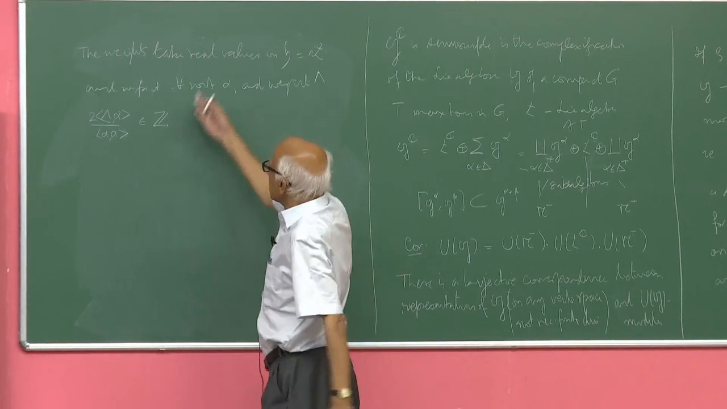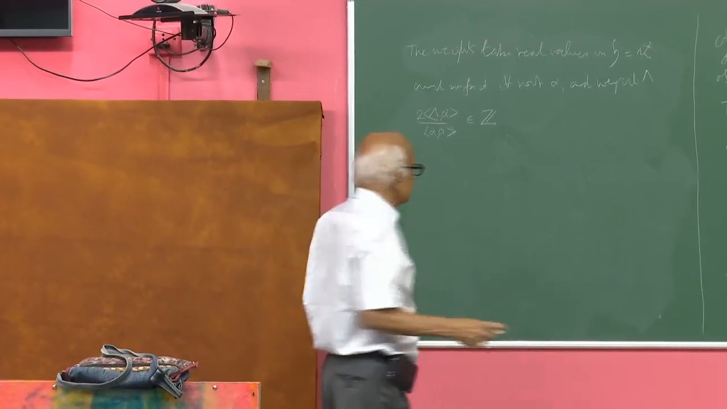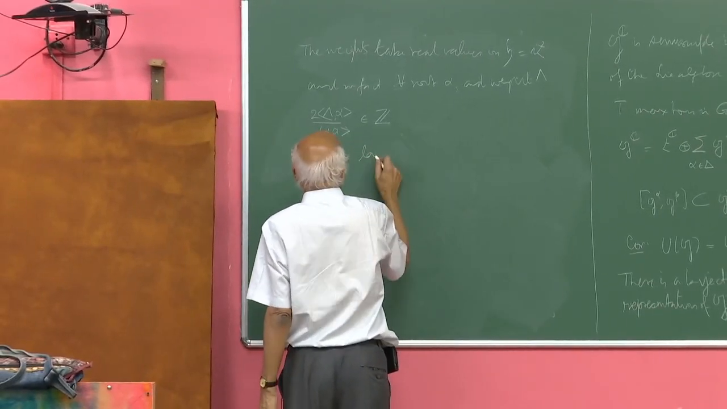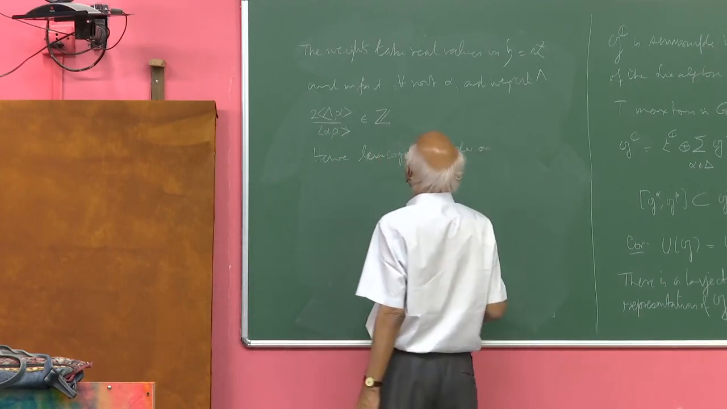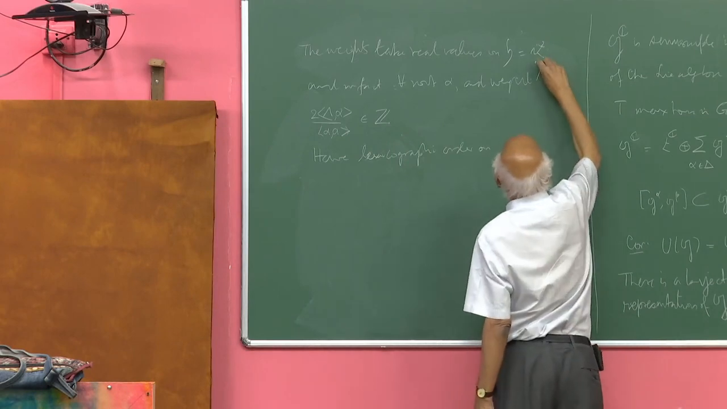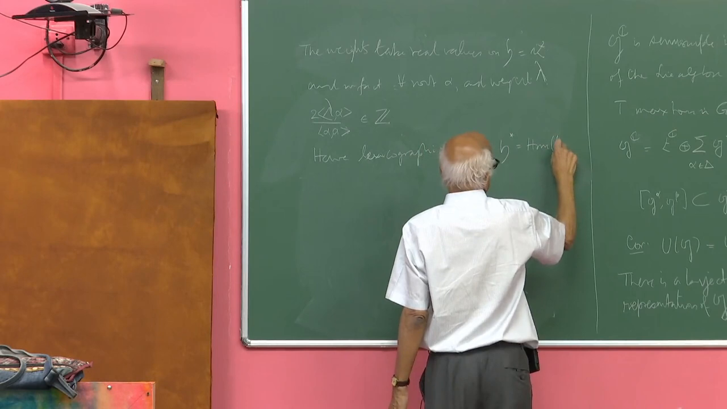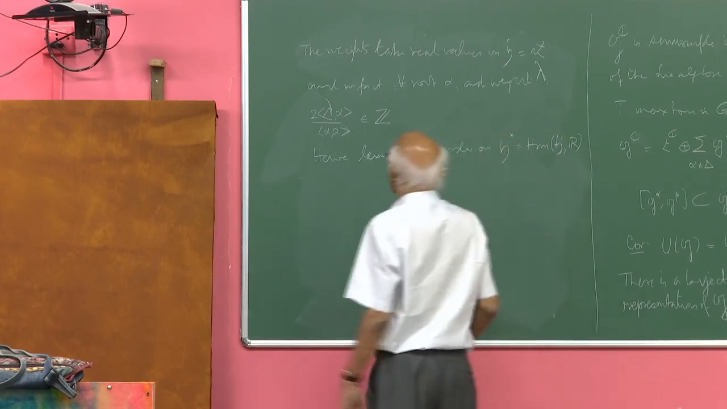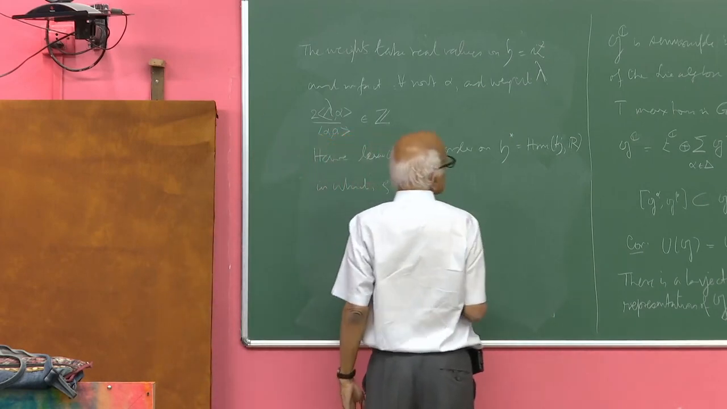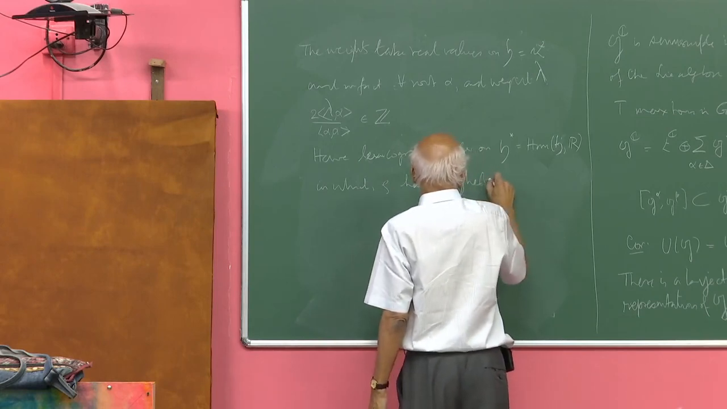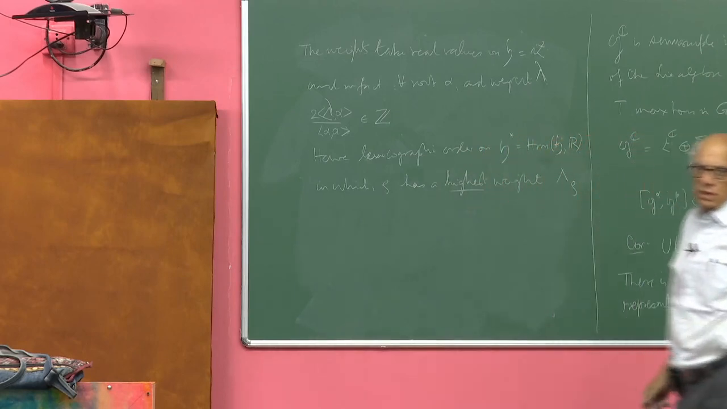In particular, lambda takes real values, so one can talk of a total order. We have introduced a lexicographic order on H star, the dual of H, in which rho has a highest weight. There are only finitely many weights, so you find that there is the highest weight, which I will call capital lambda rho.